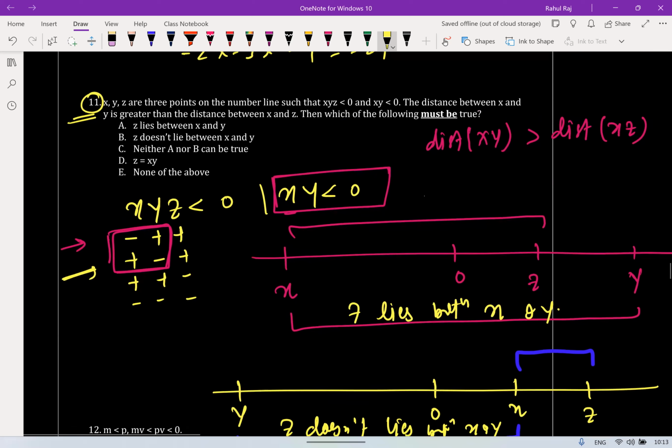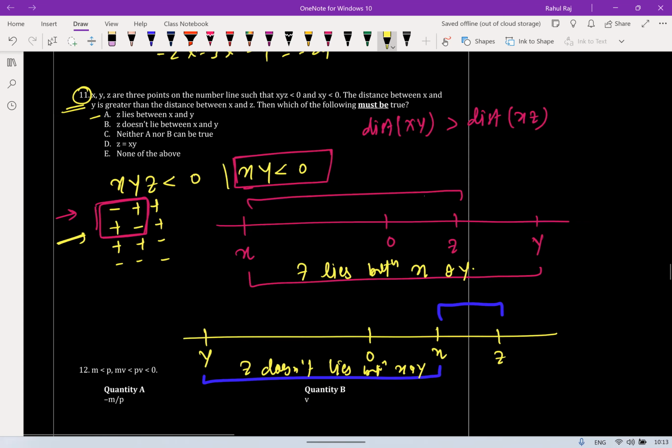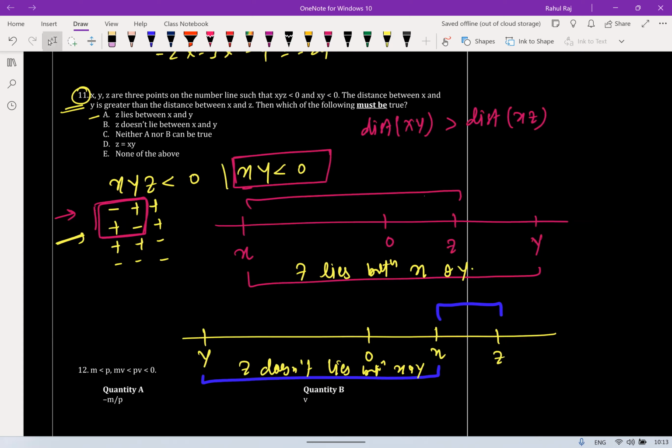When I read option number 1, it says z lies between x and y. So automatically I would think, is there any possibility where I can ensure what is given in the question, that the distance between x and y is greater than the distance between x and z? I've proved that, because distances are always positive. You never say that you are going minus 10 kilometers. Irrespective of any direction you go, it's always positive.